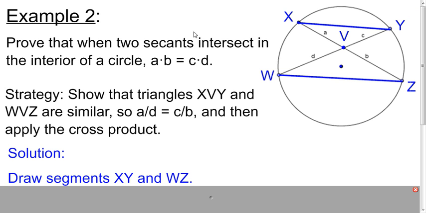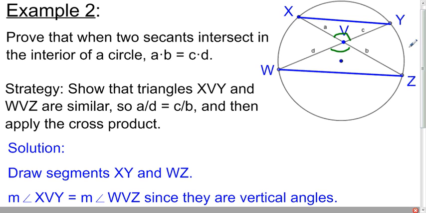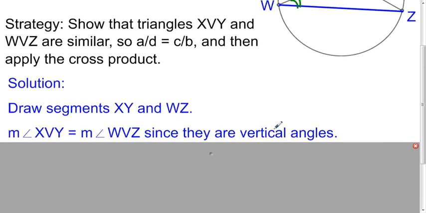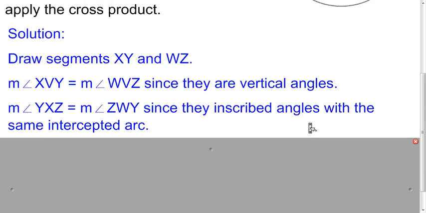So one way to prove that we have similar triangles is by angle-angle. And we know that vertical angles are congruent. So that gets us one pair. And where can we get another pair of congruent angles? Well, angles YXZ and ZWY are inscribed angles, and they have the same intercepted arc, YZ. So we know that these angles are congruent. We could have used the other pair just as well, so lots of options here. And so these triangles are indeed similar by angle-angle.